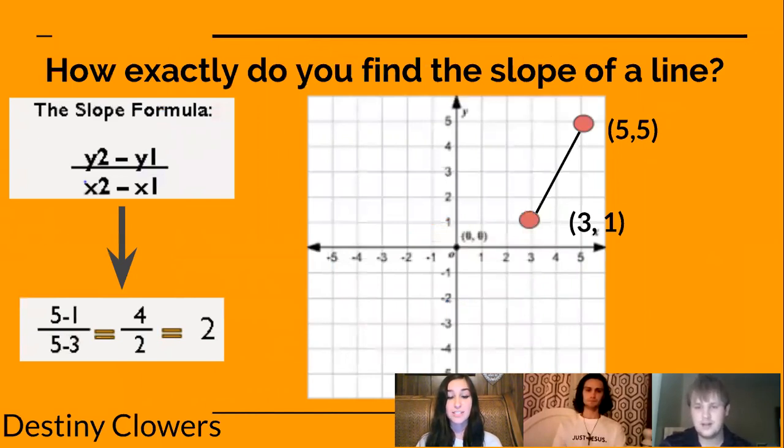You'll do the subtraction within the formula, and your answer will be 4 over 2. And luckily, our fraction will simplify to just 2. So this means that the slope of our line is 2. And this means that you have just learned how to find the slope of a line. And you can use that formula for every single equation that you have when you're trying to find the slope of a line. It's universal, so you can use it anytime.